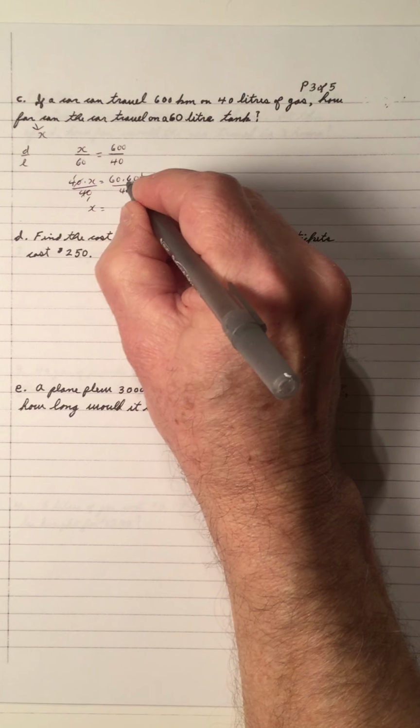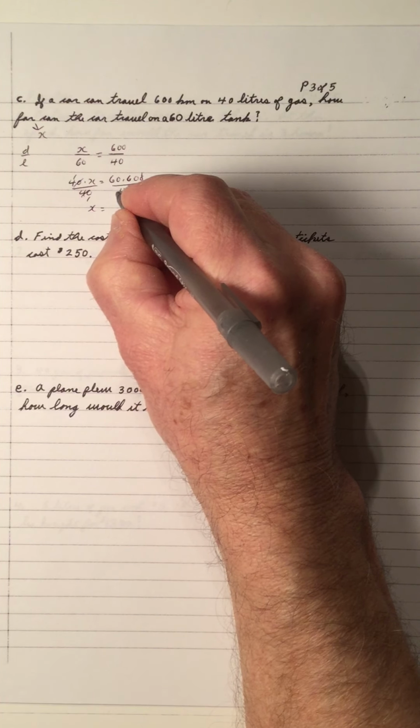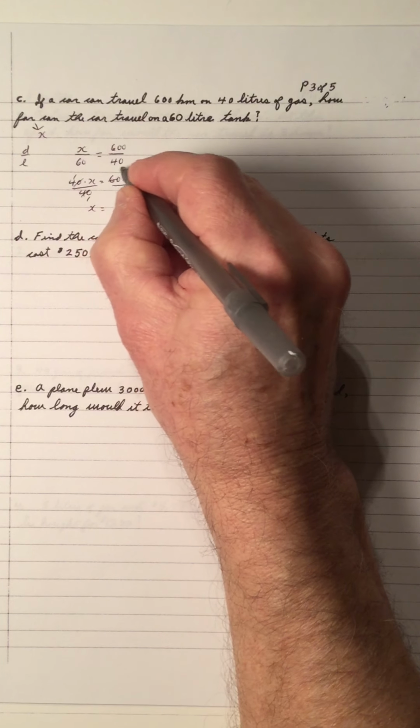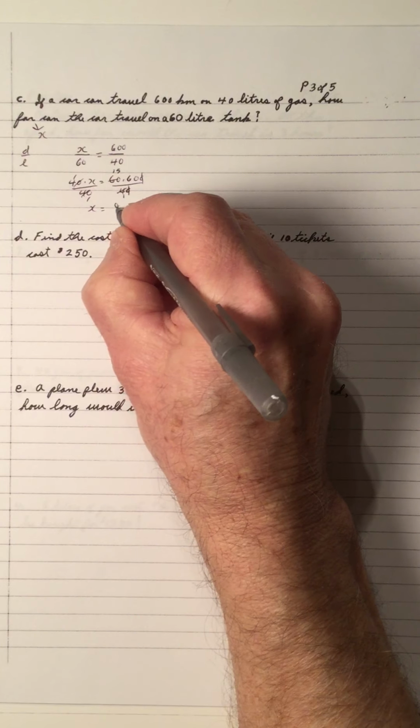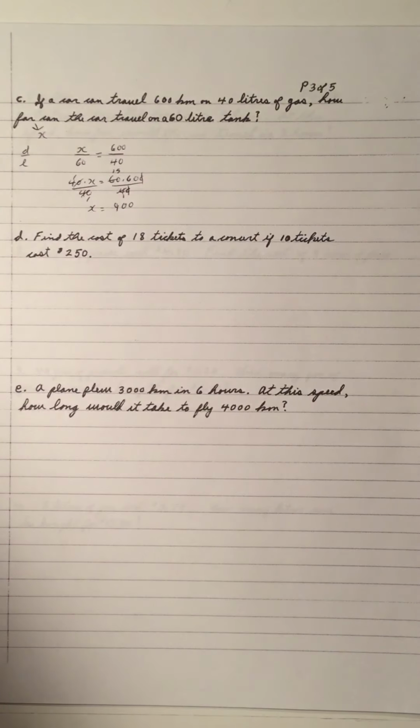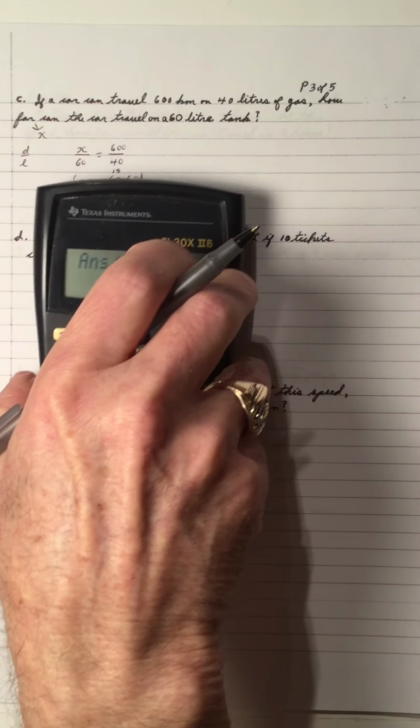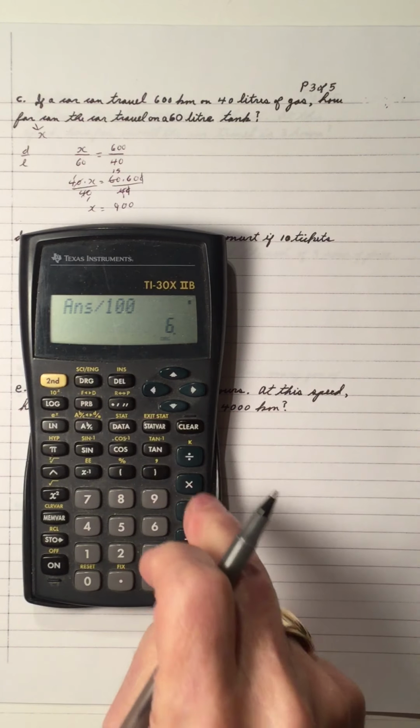Let's see. I can divide by 4 once. 4 into 60 goes 15. And 15 times 60 is 900. If you find that a little bit awkward, then pick up your calculator and go.